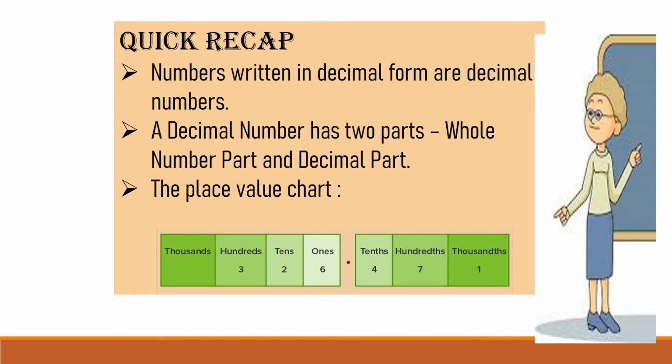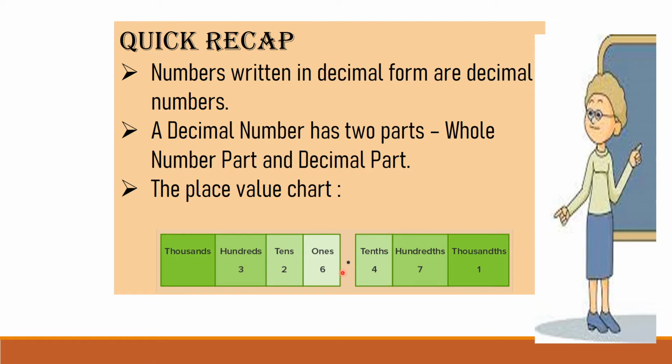A quick recap of whatever we have done in the previous video. Numbers written in decimal form are decimal numbers. A decimal number has two parts. We have seen the whole number part and the decimal part, and we also have seen the place value chart. Now here you can see the place value chart. This is the decimal point.